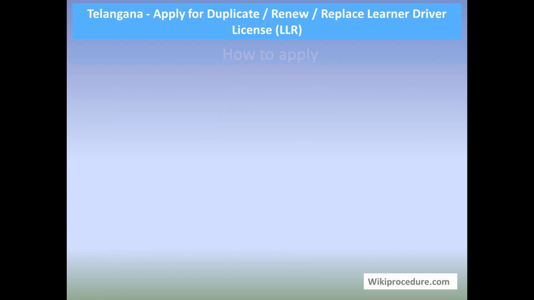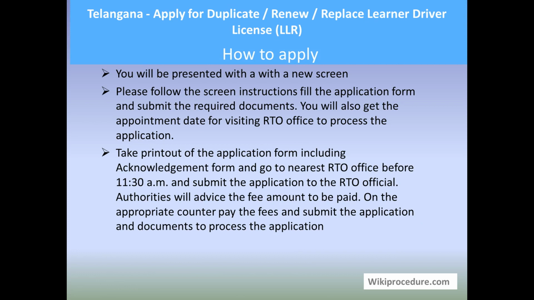Upon entering the detail received in the mobile, you will be taken to the next screen where you have to enter all the details and upload all the documents as images in order to complete the application process. Once you have completed the application process, you will be given an acknowledgement slip. You can take a printout of the slip along with the application, and please go to the RTO office on the scheduled date before 11:30 AM in order to process your application on the same day.